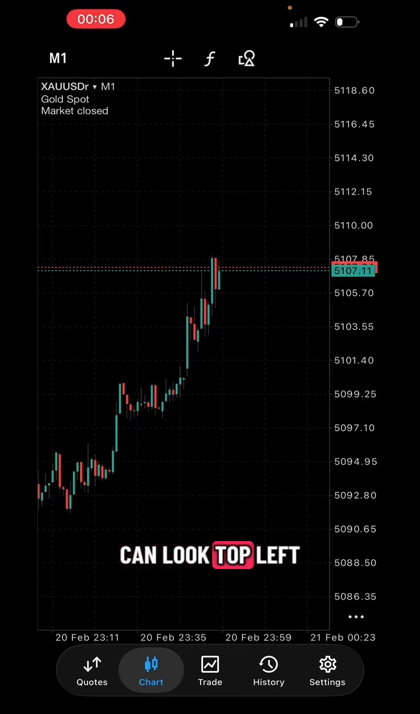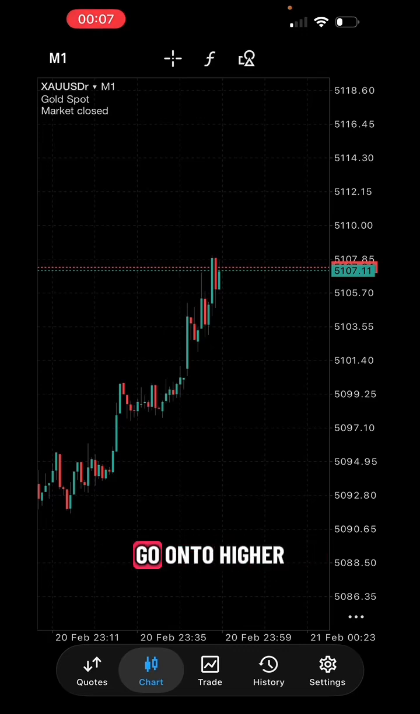If you guys can look top left, there's something that says M1. And that basically stands for 1 minute. And we are currently on the 1 minute time frame, as you guys can see there on the top left, it says M1. So on the 1 minute time frame, if you're on the chart that I currently am on, it basically just means you get a candle every minute.